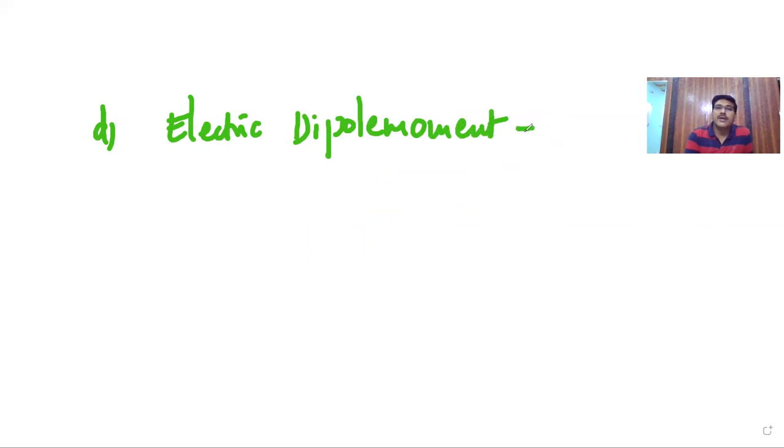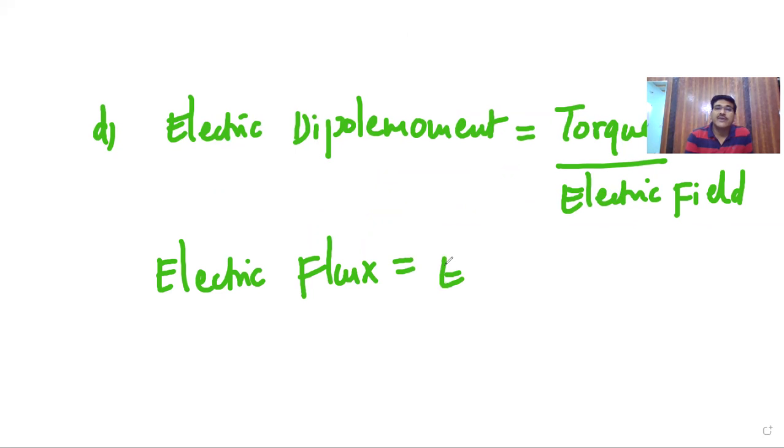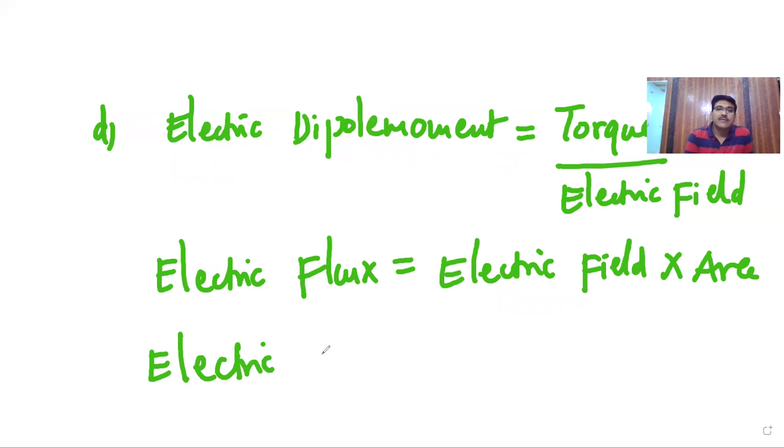Let us check up the fourth one, that is electric dipole moment. What is electric dipole moment? It is simply defined as torque by the electric field. Electric field. And electric flux. What is electric flux? This is electric field into area. And third one is electric field. What is electrical field? Electrical field is electric force for the charge Q.